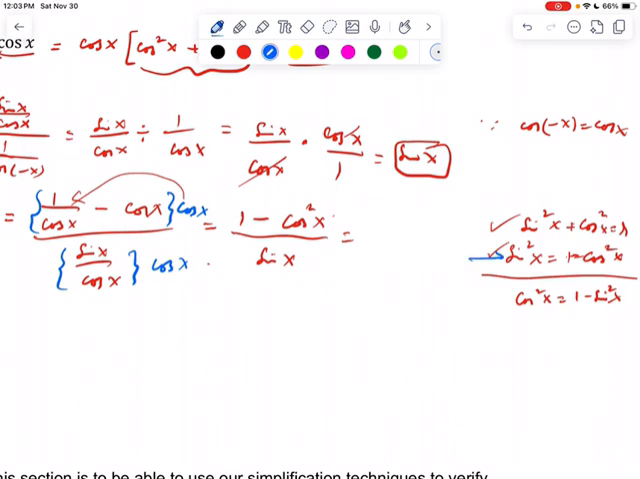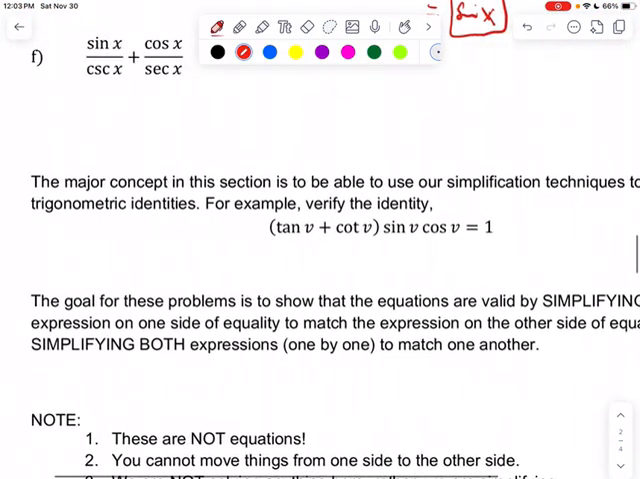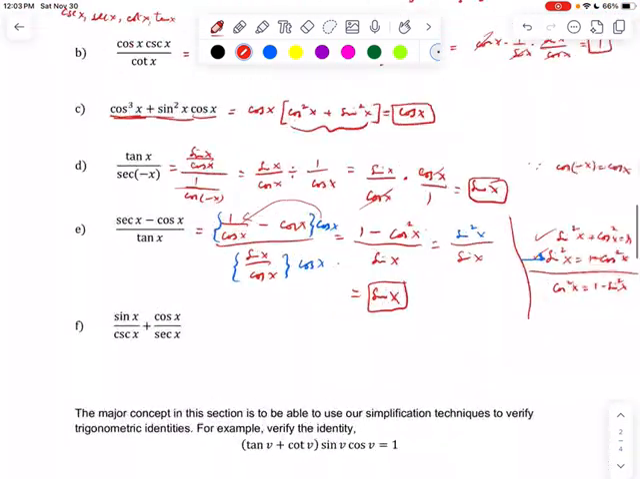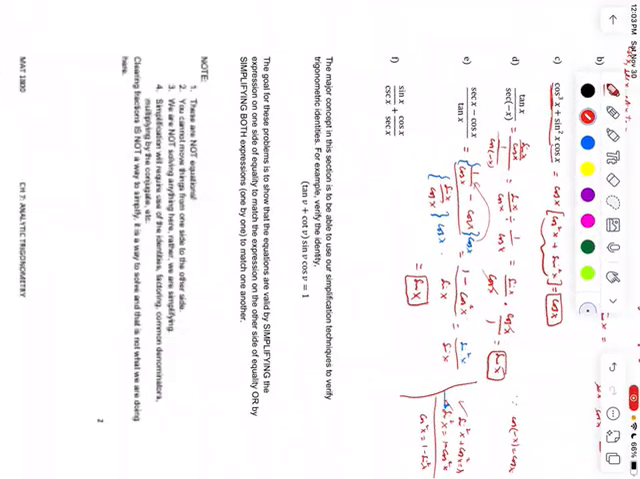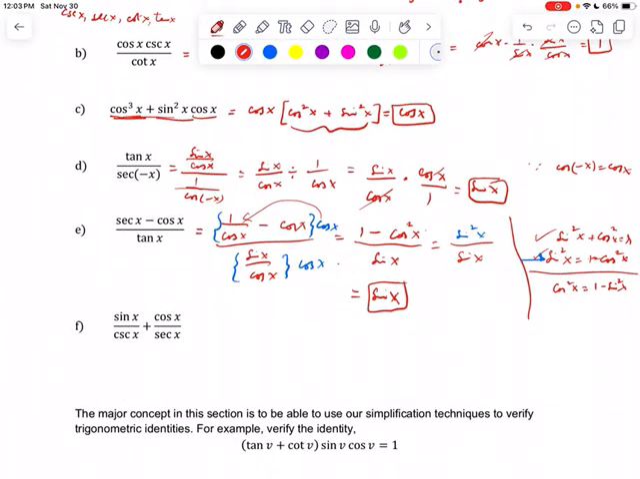Because of this one, we get sine square x on the top here, and then at the bottom I have sine x. So now I can cancel one of the sines, so I end up getting sine of x. Now these problems are something that you might have to spend a little bit of time to think about and understand, because often there are questions in the exam from this section.